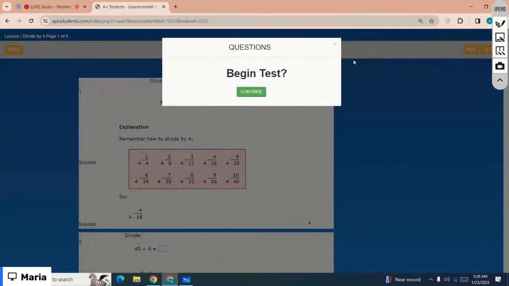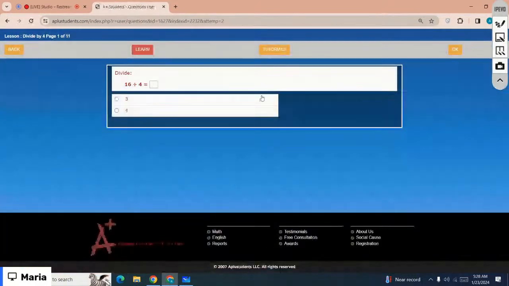Now you have to read the table of 4 until the given number, right? Like for example, you are given 16 divided by 4. So which is the correct option?